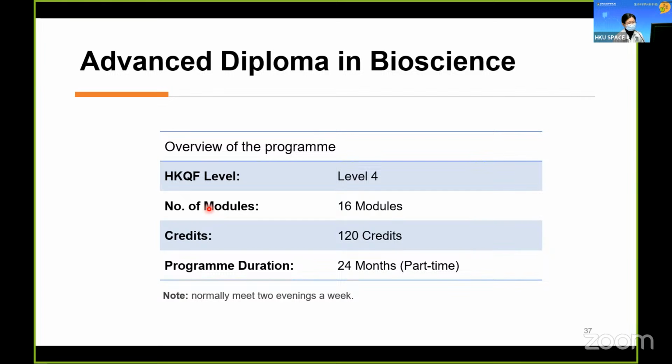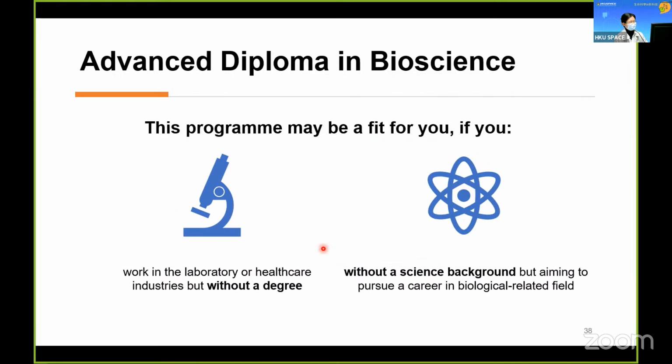Students will have around 2 classes a week, normally on weekdays. This program mainly targets 2 groups of people. The first group is those who currently work in a laboratory or healthcare industry, but without a degree. I will elaborate on how this program will prepare you for a degree very soon. The second group is those without a science background, but aiming to pursue a career in a biology-related field.